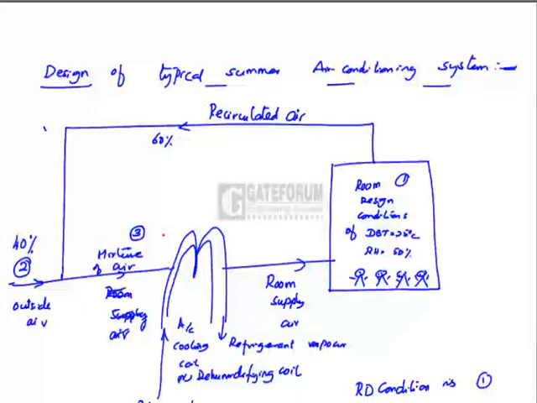This mixture of recirculated air and outside air passes over the air conditioning cooling coil or dehumidifying coil, which is at a temperature of ADP. The surface temperature of the AC cooling coil is called the apparatus dew point, abbreviated as ADP. After getting cooled and dehumidified over the coil, it leaves at state 4, which is the room supply air.